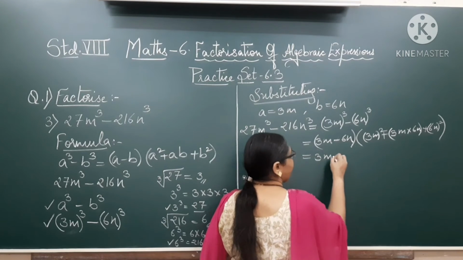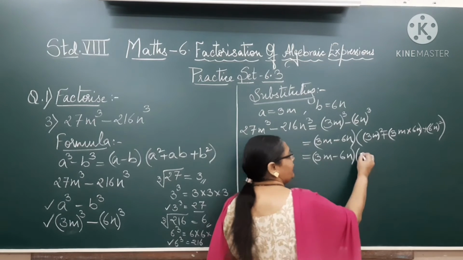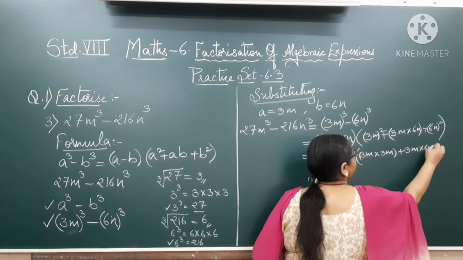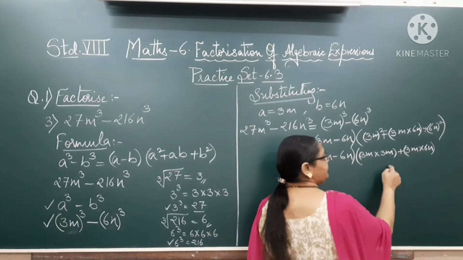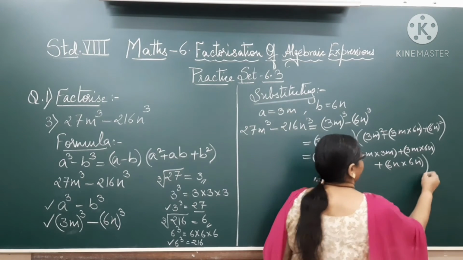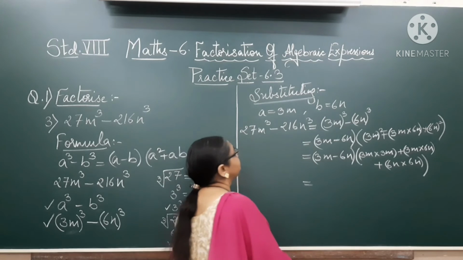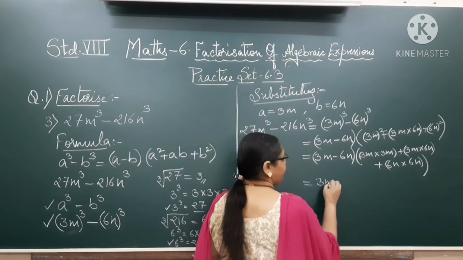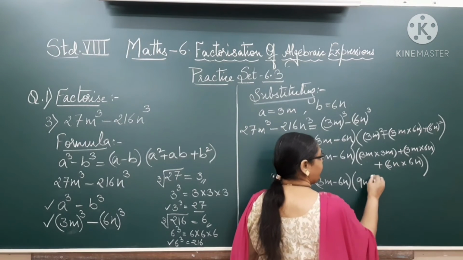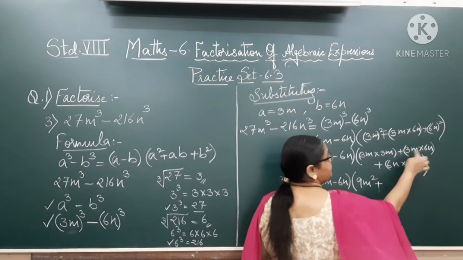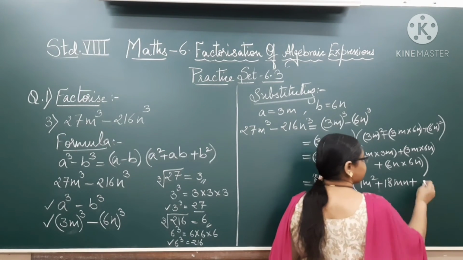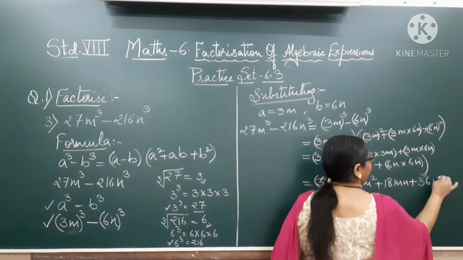That is equal to 3m minus 6n into, let me expand this one, 3m into 3m plus 3m into 6n plus 6n into 6n. So that is equal to 3m minus 6n into, let me simplify, 3 3s are 9, m into m is m square. So 9m square plus 3 6s are 18, m into n is mn, plus 6 6s are 36, n into n is n square.